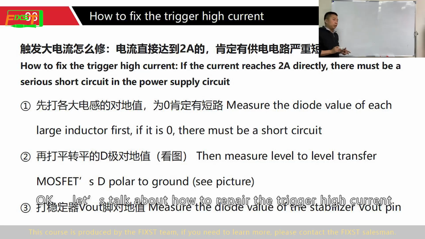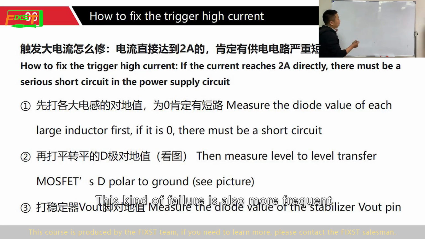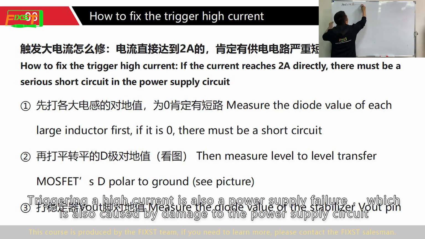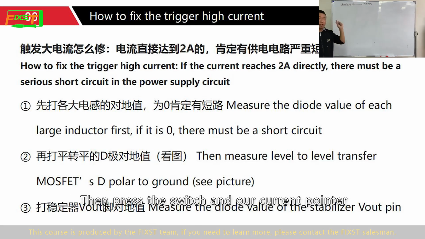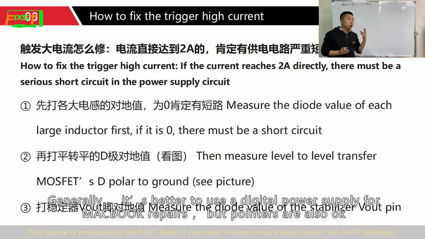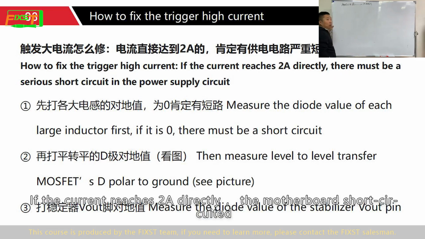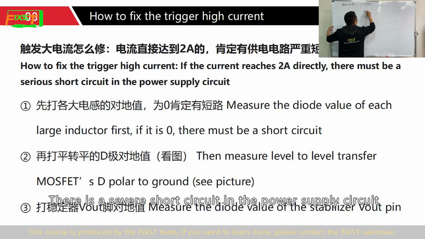Okay, let's talk about how to repair the trigger high current. This kind of failure is also more frequent. Triggering a high current is also a power supply failure, which is also caused by damage to the power supply circuit. Then press the switch and watch our current pointer. Generally, it's better to use a digital power supply for MacBook repair, but pointers are also okay. How do we usually repair things like this? If the current reaches 2 amperes directly, the motherboard has a short circuit. There is a severe short circuit in the power supply circuit.